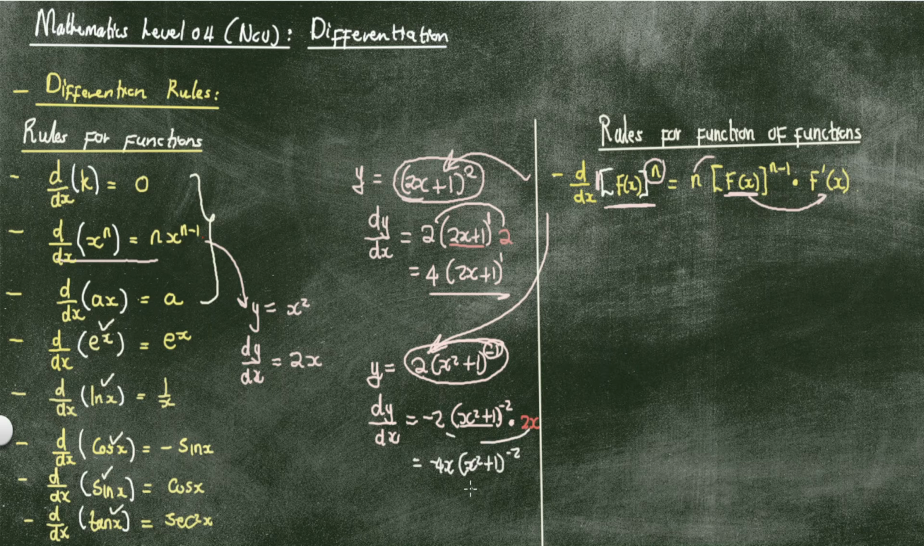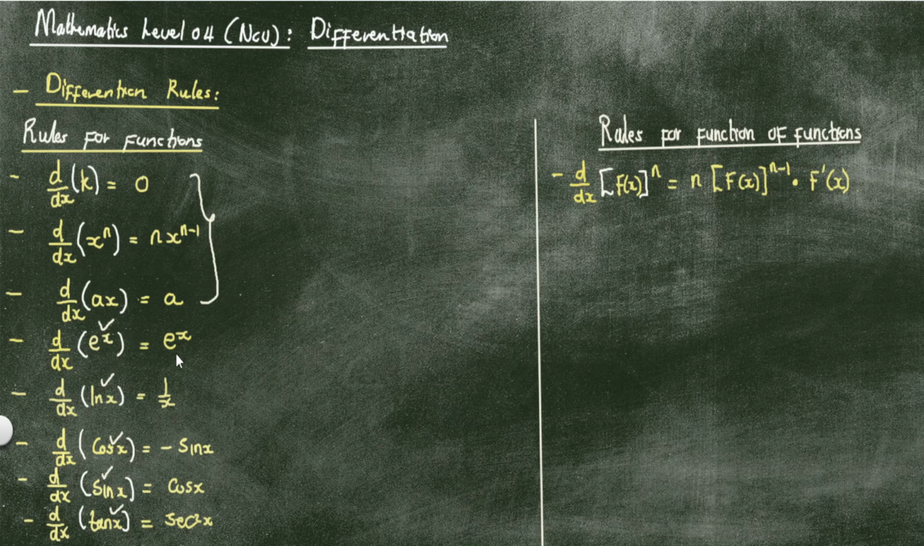exponent minus 2. So make it a habit with your final answers, you leave them with positive exponents. So it's just going to be the minus 4x, then whatever has a negative exponent, you write it as a denominator. So this is going to be x squared plus 1 raised to exponent 2, positive exponent 2.